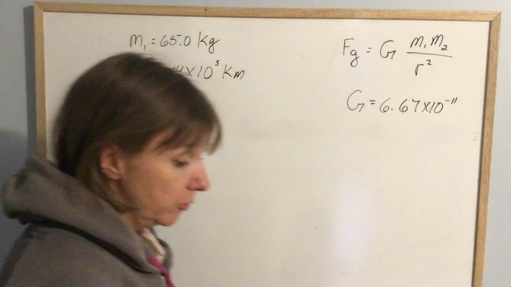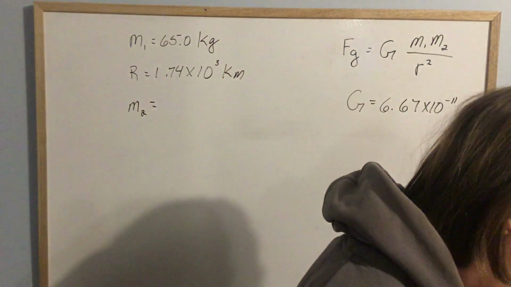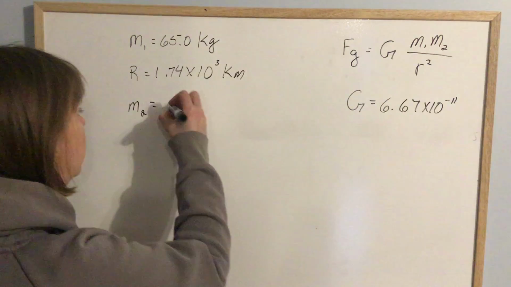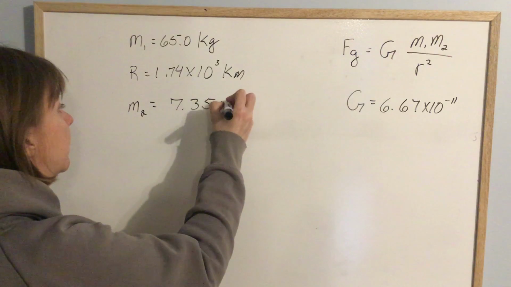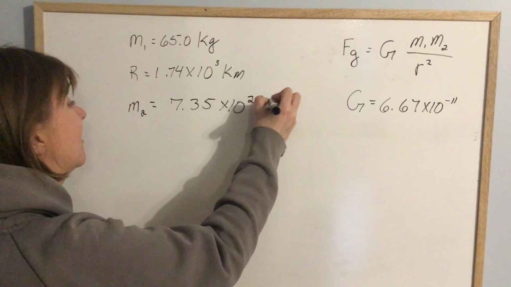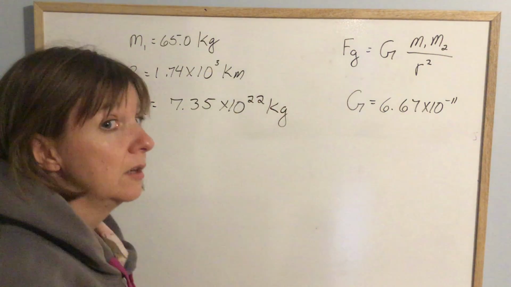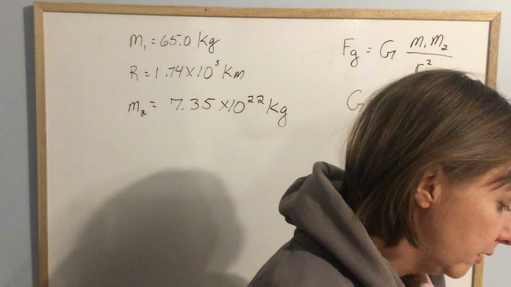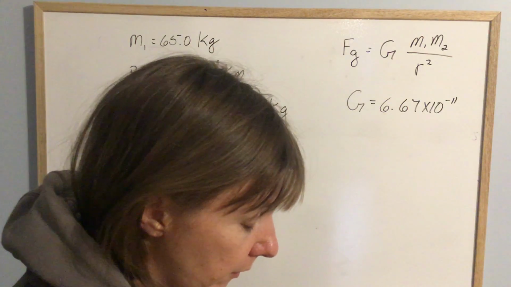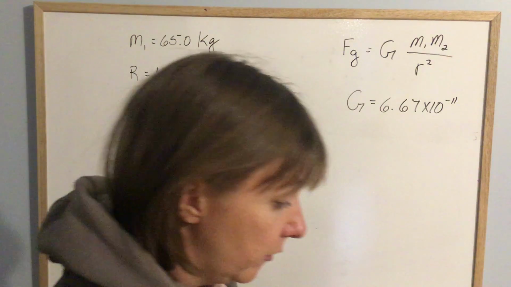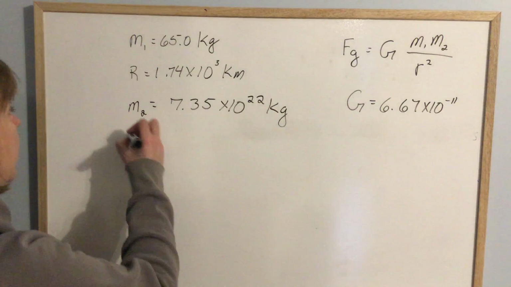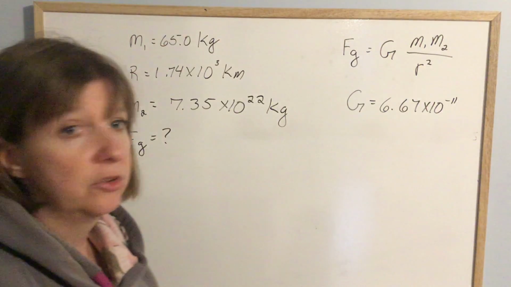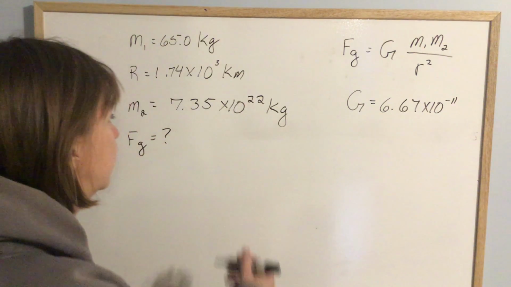So mass 2, just so you know, the mass of the moon is 7.35 times 10 to the 22nd kilograms. It's a moon. It's going to have a very large mass, right? And so we want to know what is the weight of the astronaut. So I'm looking for force of gravity. This really is just a matter of calculator work. There's nothing really to it.